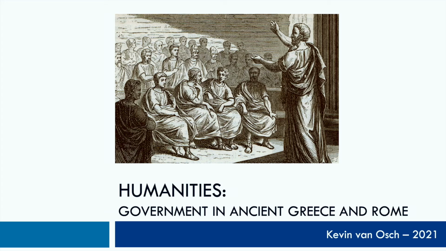This video is about government in ancient Greece and Rome. We're going to take a look at Greek government first. In ancient Greece, you had roughly three types of government.